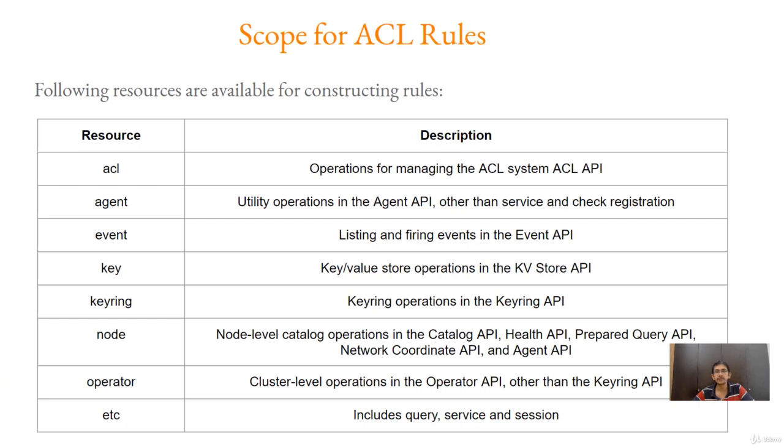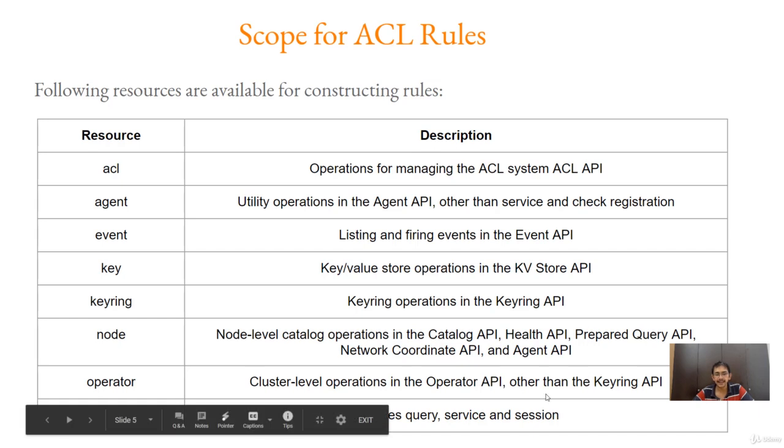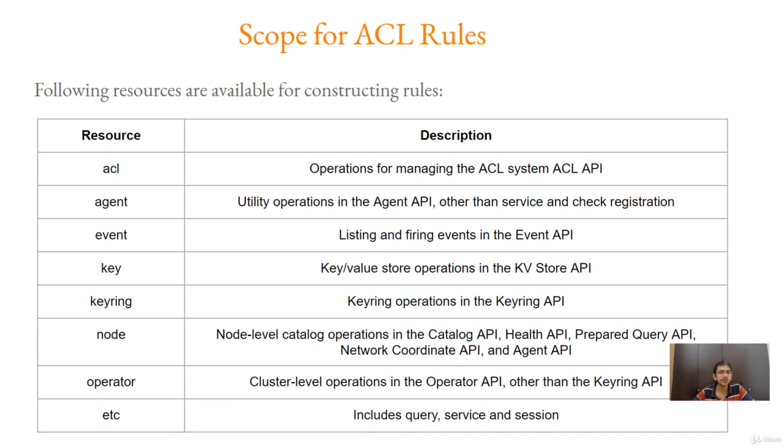Now, one more important thing before we conclude the video is the scope of ACL rules. The following resources within the console are available for constructing the rules. You can construct a rule based on ACLs, agent, event. You have the key value store. You can create rules based on keyring, node, operator, etc. And the etc. here includes query, service and session. Depending upon the resource that you want, you can go ahead and create the appropriate ACL rules accordingly.